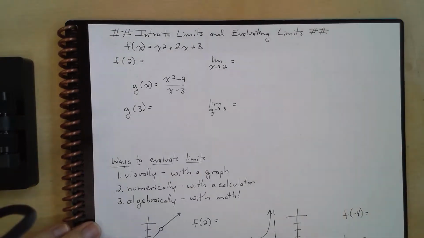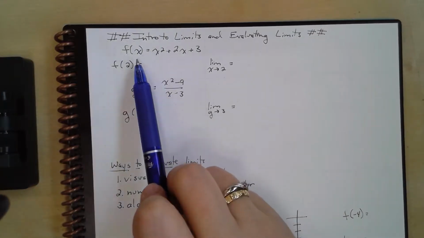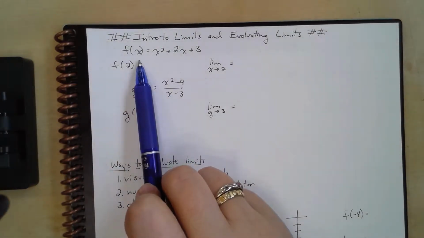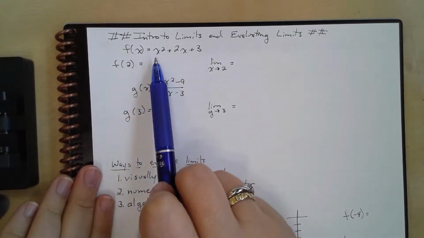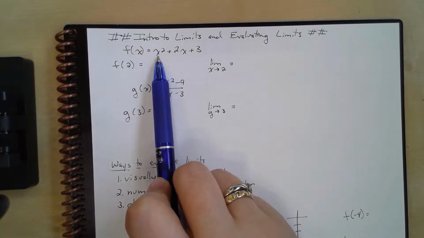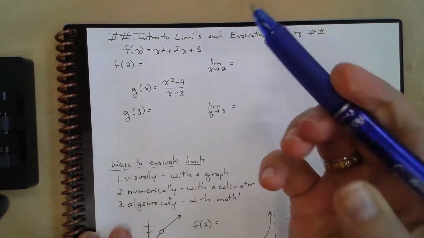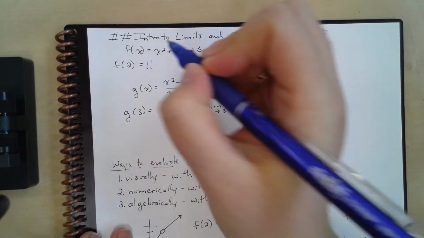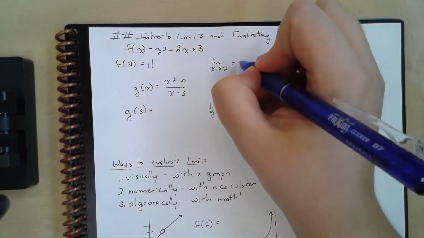The first topic that we discuss when we're talking about calculus is limits. And it's easy to evaluate functions. Here we have f of x is equal to x squared plus 2x plus 3. We know that it's easy to evaluate f of 2. If we put this in, we get 2 squared is 4, plus 2 times 2 is 4, 4 plus 4 is 8, plus 3 is 11. And if we actually calculate the limit, we would also find this is 11.